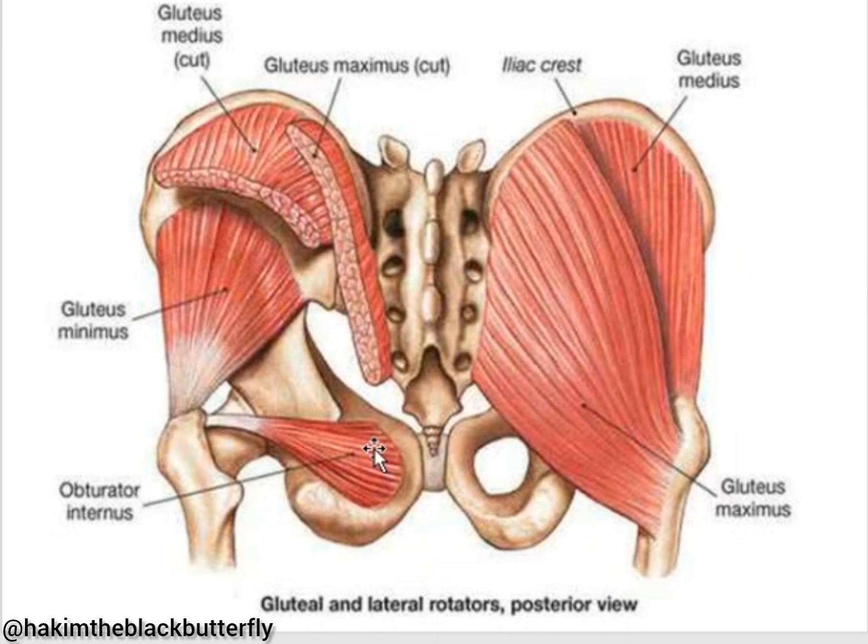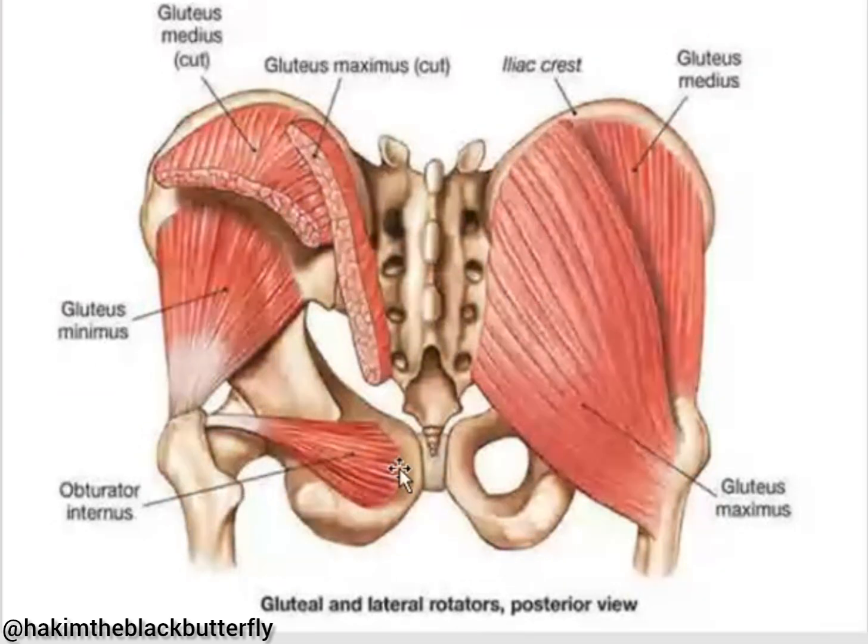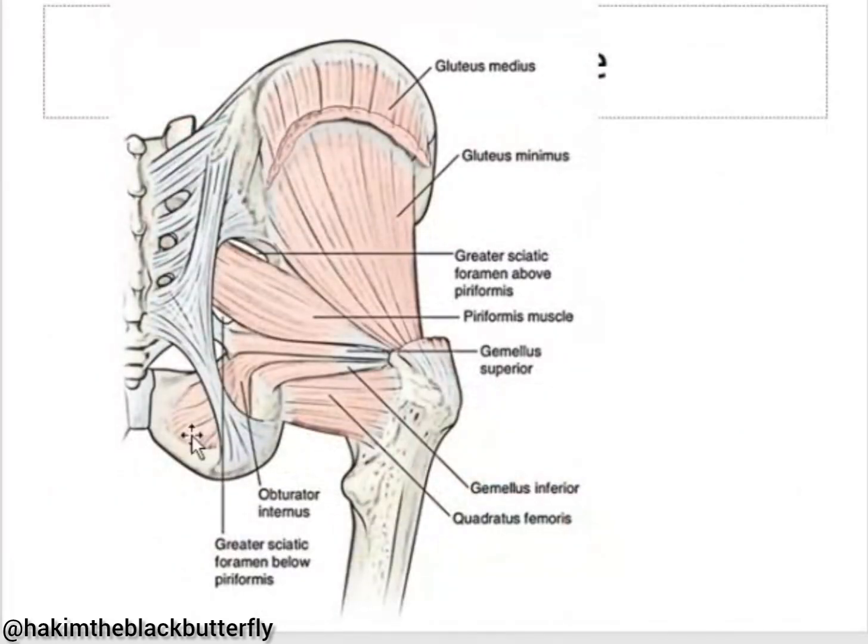So the muscle attached to the obturator foramen externally is obturator externus, and the muscle attached to the obturator foramen internally is the obturator internus. So this muscle, obturator internus, originates from the inner aspect of the obturator foramen. That's why they call it obturator internus, as you can see there.